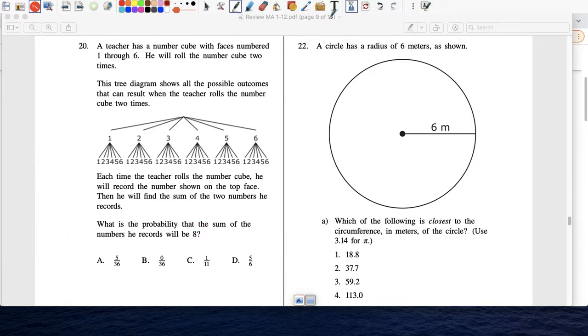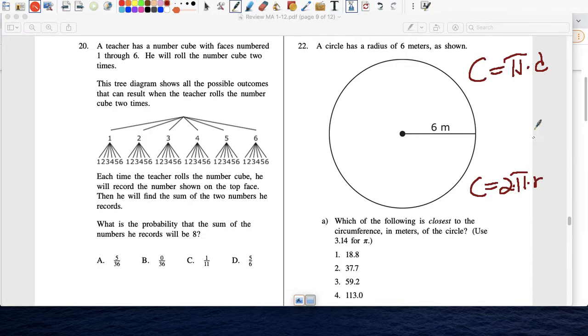A circle has a radius of 6. Which of the following is the circumference? There are 2 ways of finding the circumference. I just like to use this one, but if you want to use this one, that's okay with me. This one says circumference equals pi times diameter, and this one says circumference equals 2 times the radius times pi, which is the same thing.